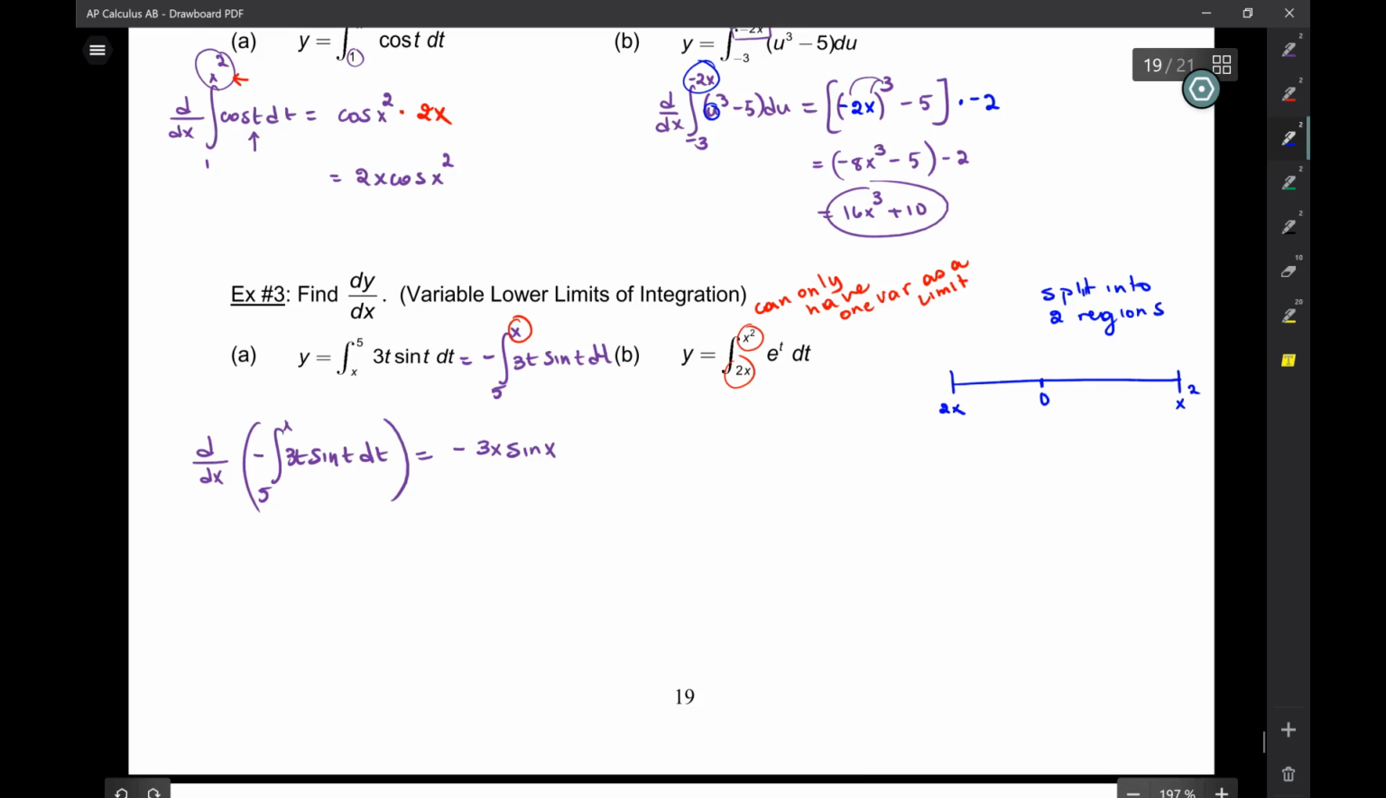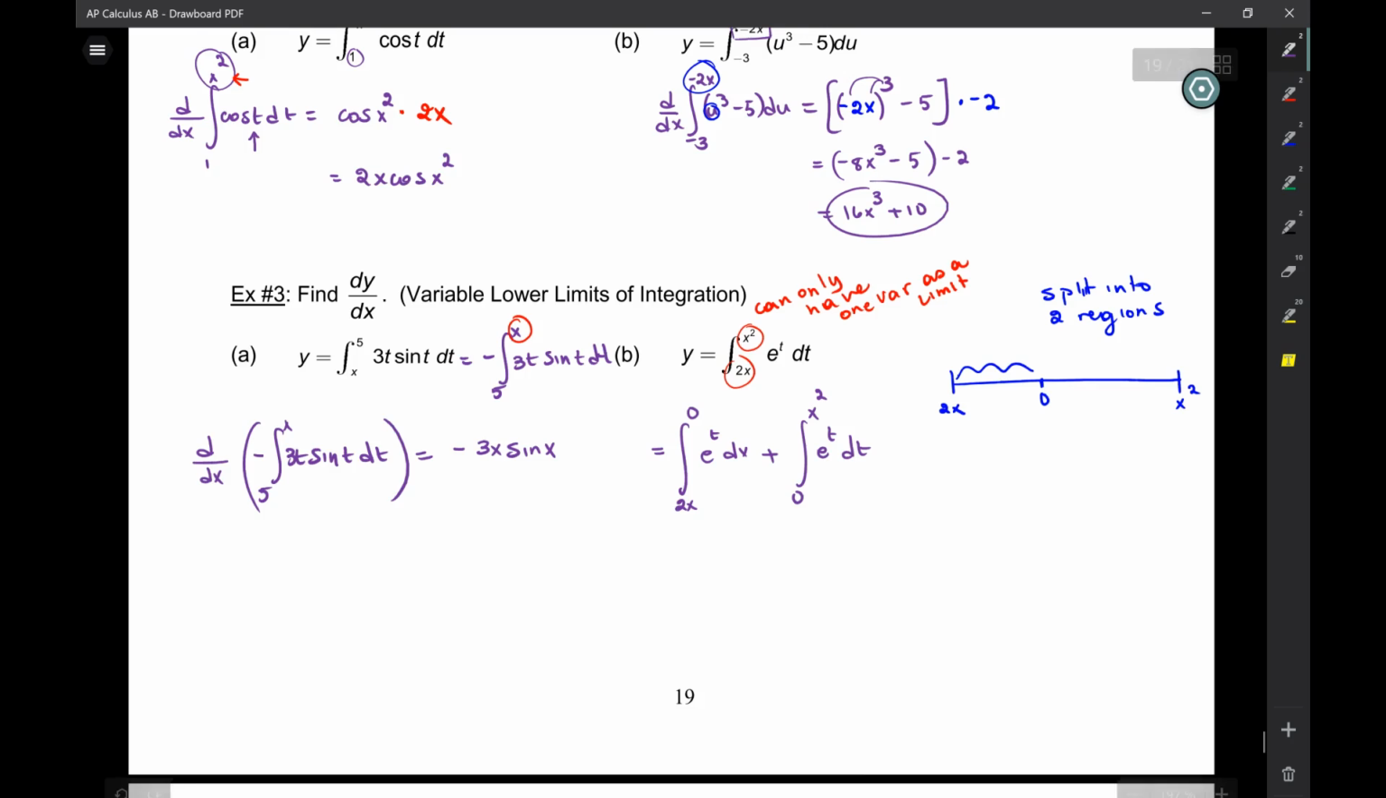So now look at what I did. 2x to x squared, I can split it into two regions. One going from 2x to 0 and another one from 0 to x squared. So you have to do it twice. So I'm going to rewrite this as the integral from 2x to 0 of e to the t dt plus the integral from 0 to x squared of e to the t dt.